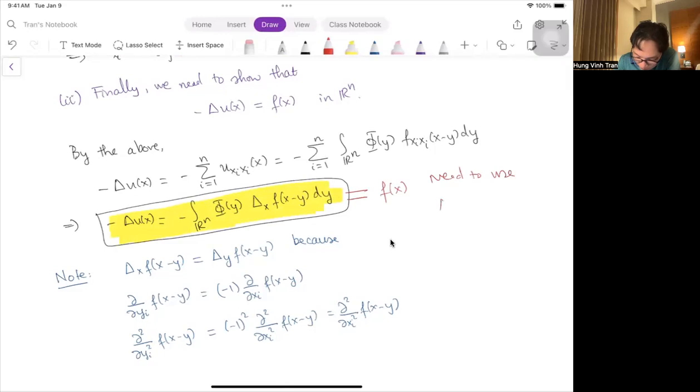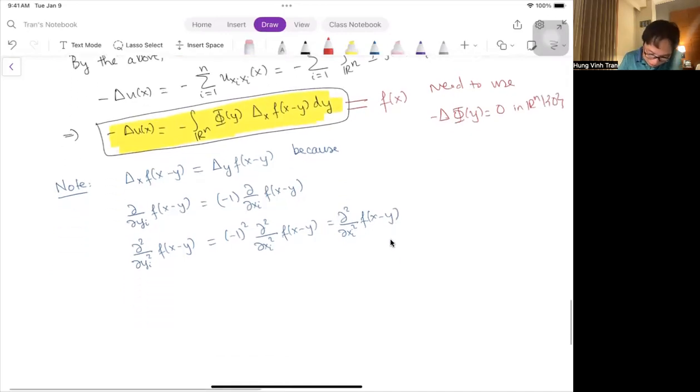so we need to use the fact that the Laplacian of phi of y equals 0, or minus Laplacian in R^n minus the origin is 0. Okay, so we need to use this fact. We have not used this property of the fundamental solution. So how do we use this fact? Well, we need to integrate by parts twice to take the derivative from the Laplacian of f to the Laplacian of phi, right?